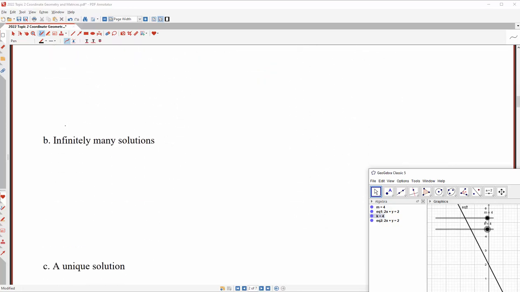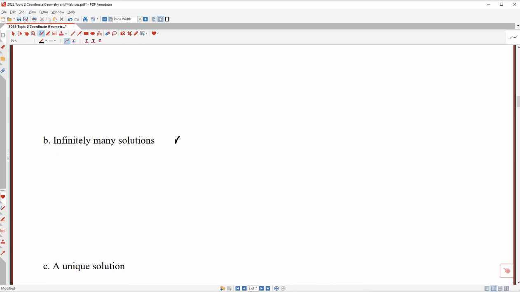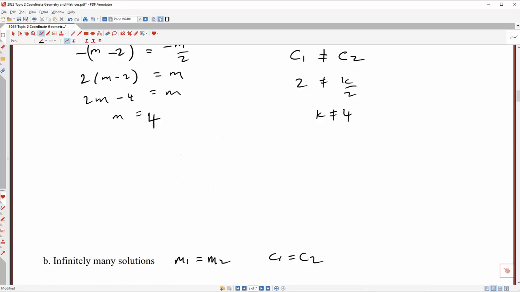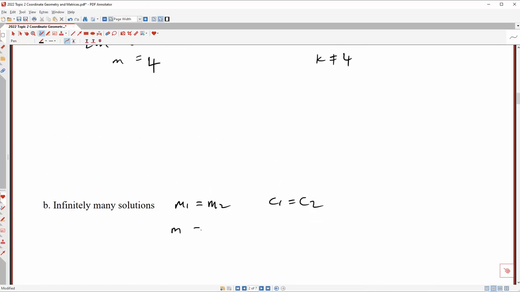The other condition is going to be infinitely many solutions, and infinitely many solutions is this case here: m1 is the same as m2, and c1 is the same as c2. And we've already got that, because we know that m is equal to 4. Instead of k not equal to 4, it's going to be k equals 4.